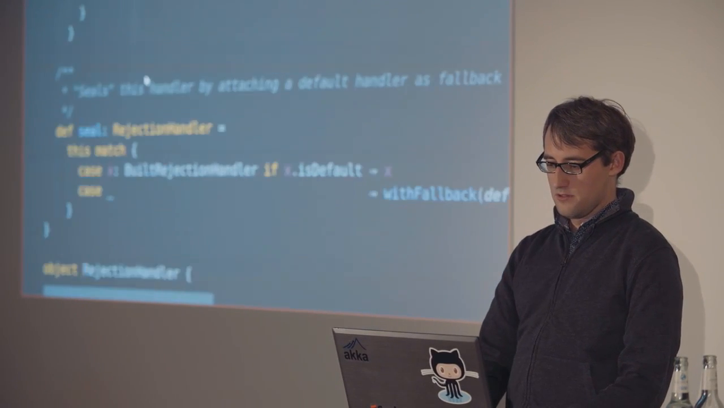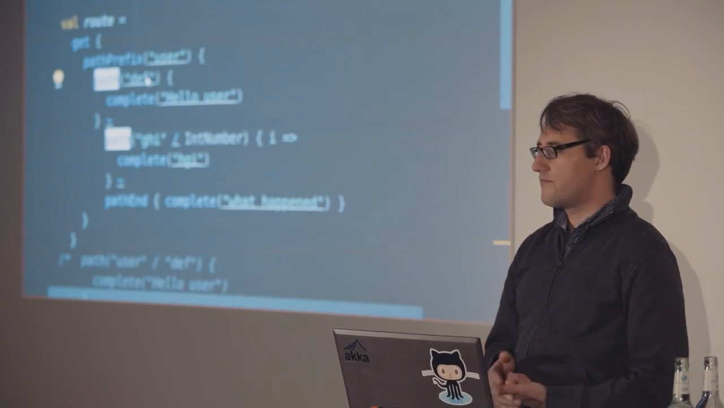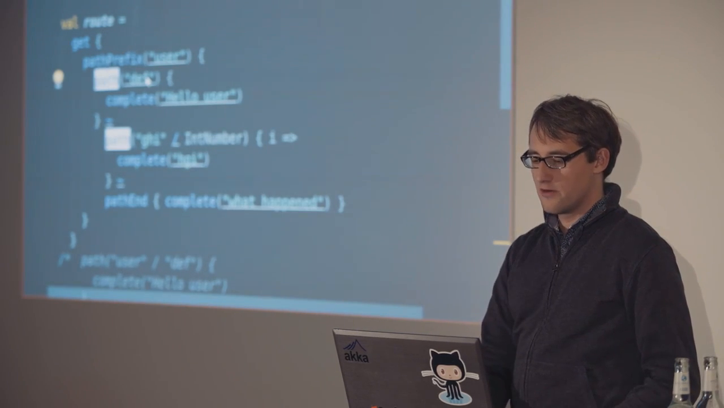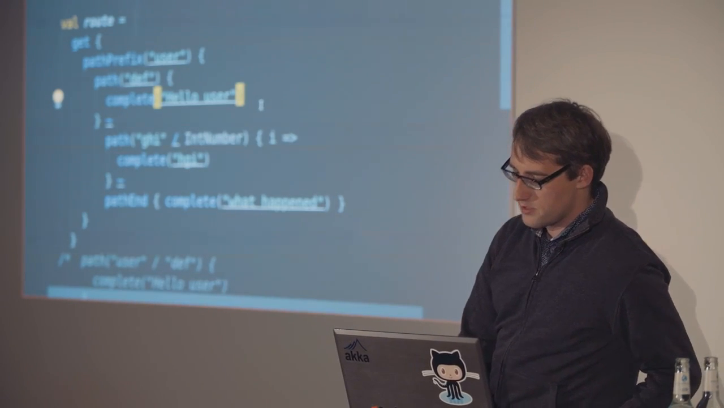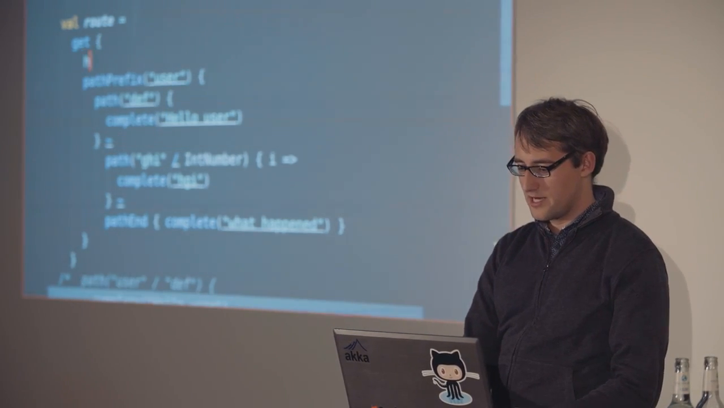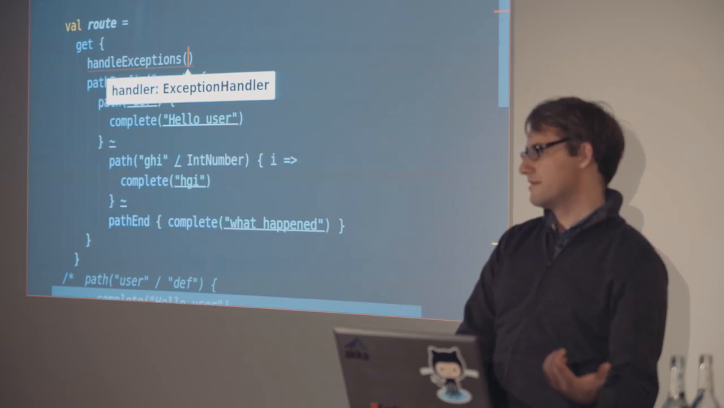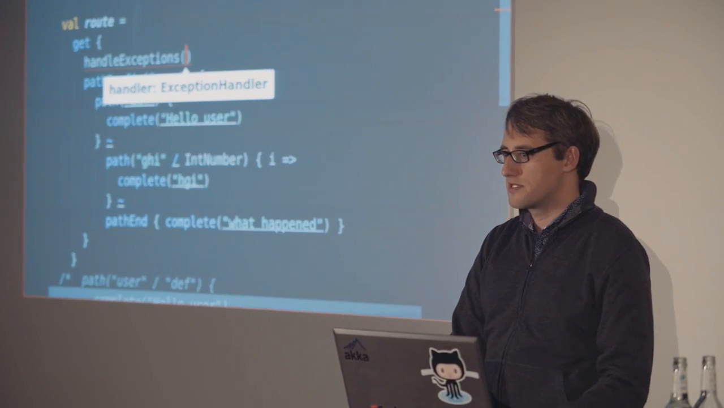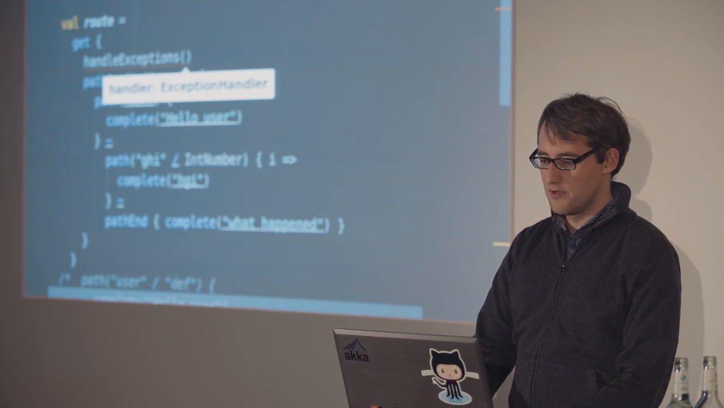One part of rejection handling is the same, especially for exceptions. If any of your code throws an exception at this point, this exception will also propagate to the outer layers. And at some point you can say, okay, handle exception and provide an exception handler here, which turns this exception into some kind of response, because this might be an expected exception and you might be able to handle it.